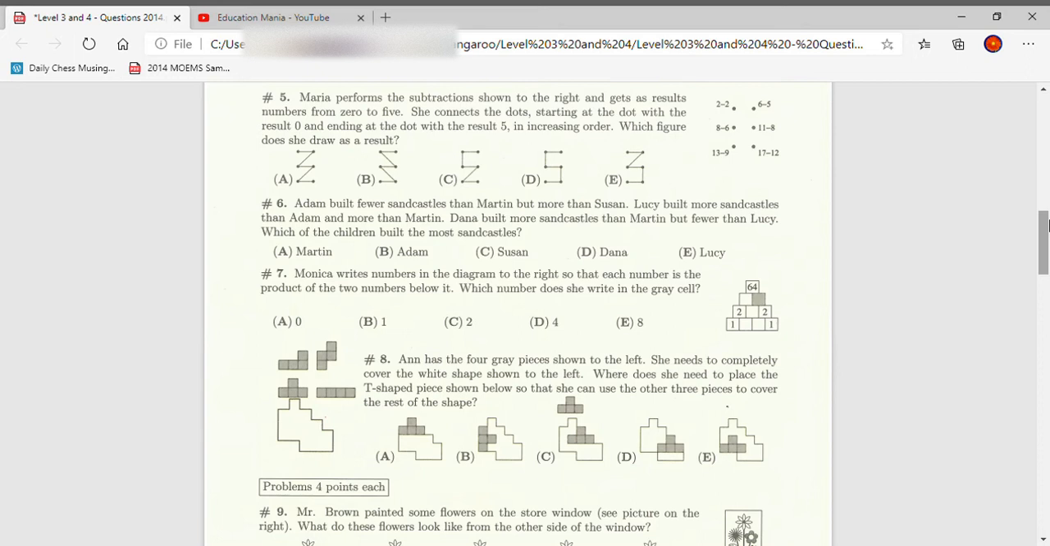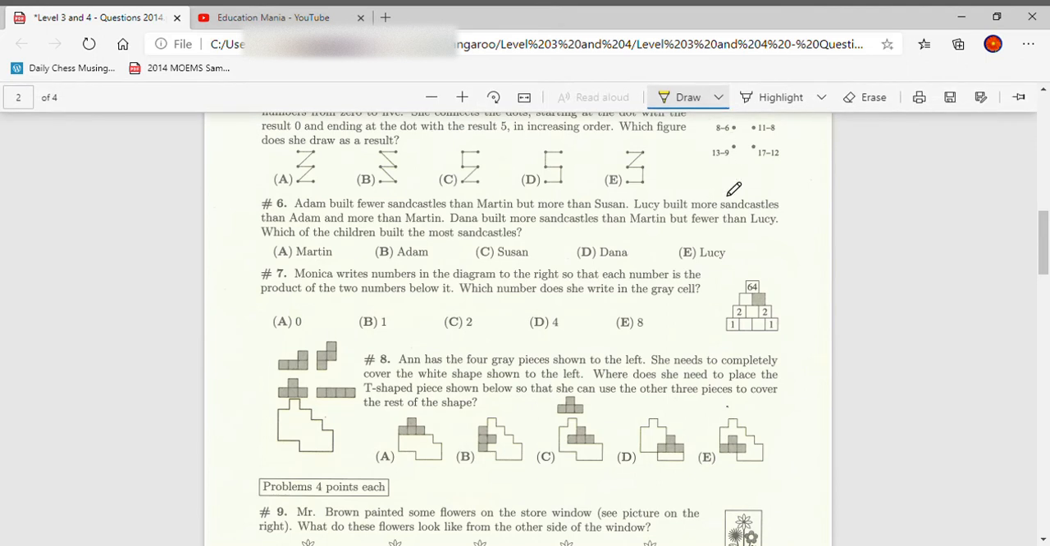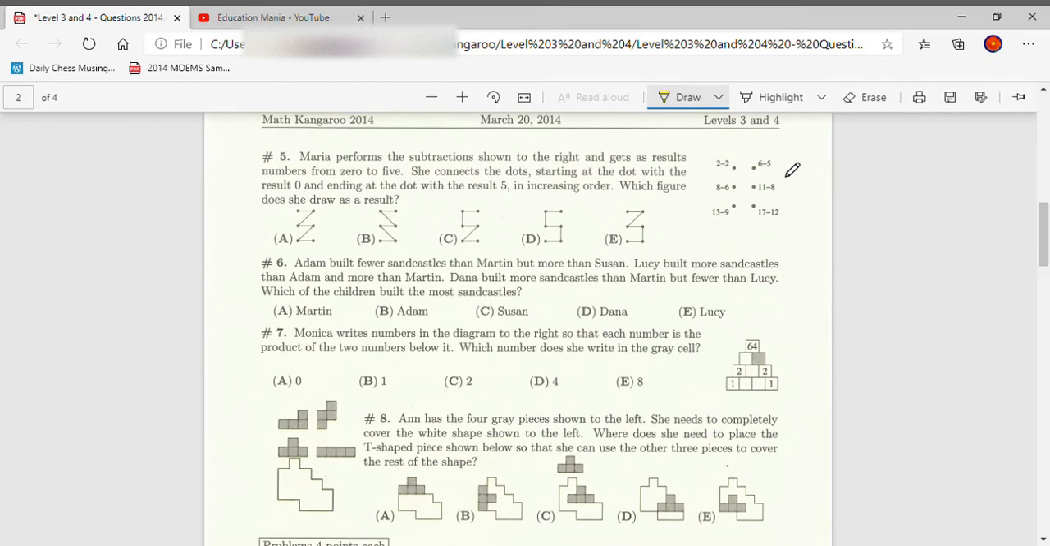So let's do the subtracting. So 2 minus 2 is 0. 6 minus 5 is 1. 8 minus 6 is 2. 11 minus 8 is 3. 13 minus 9 is 4. And 17 minus 12 is 5. So now we connect.